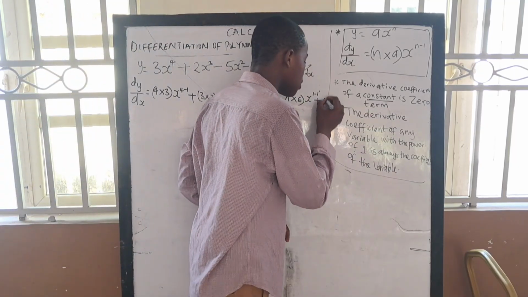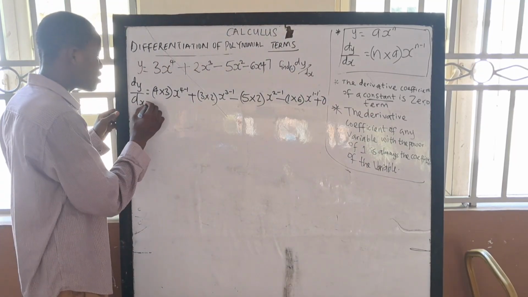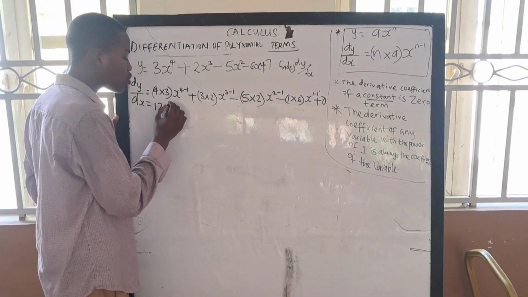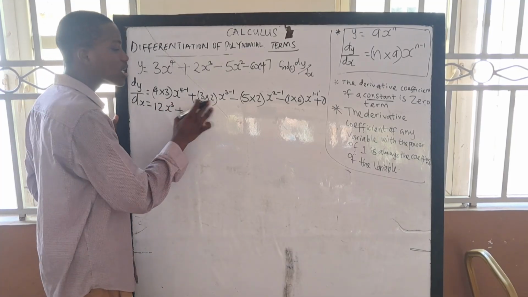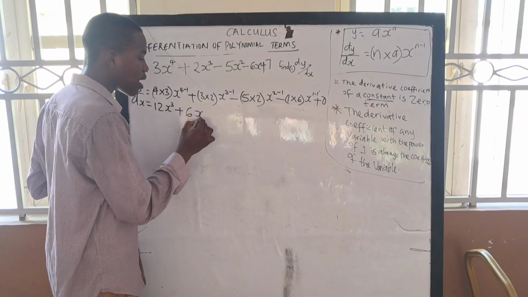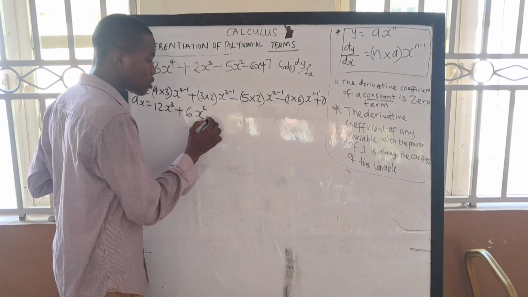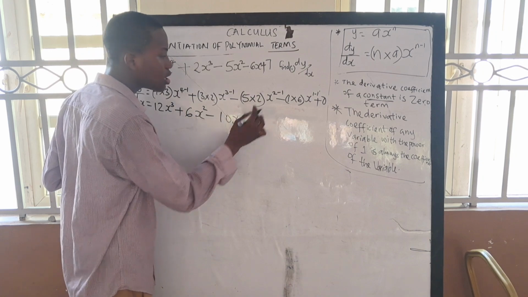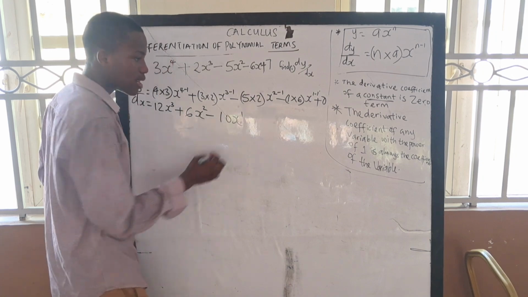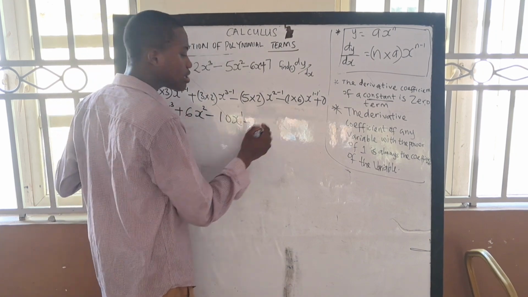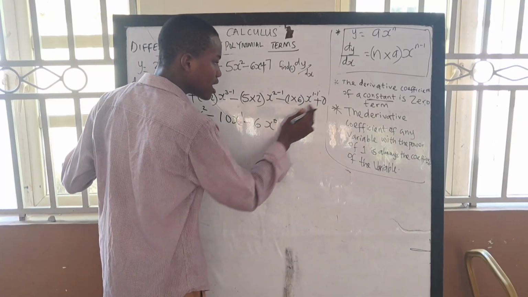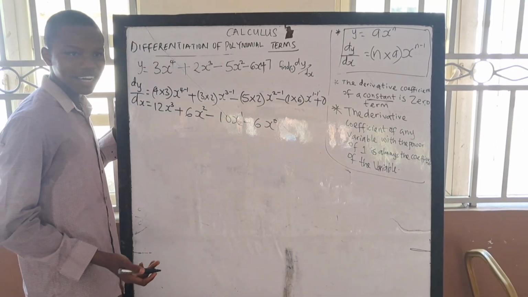0. Right? So I'm having 4 times 3 is what? 12. X raised to power 4 minus 1 is what? 3. Plus 3 times 3 is what? 6. X raised to power 3 minus 1 is what? 2. Minus 5 times 2 is what? 10. X raised to power 2 minus 1 is what? 1. Minus 1 times 6 is what? 6. X raised to power 1 minus 1 is what? 0. There's no need to write this plus 0 again, right?